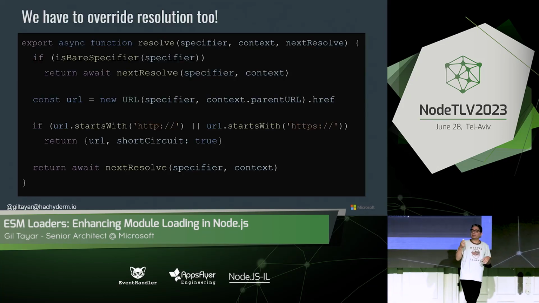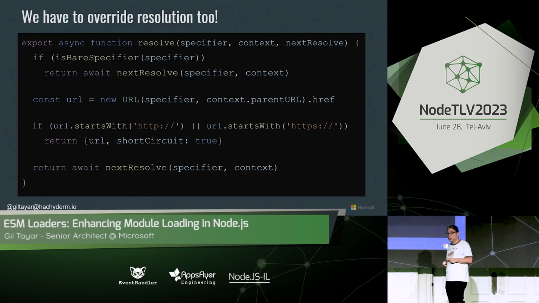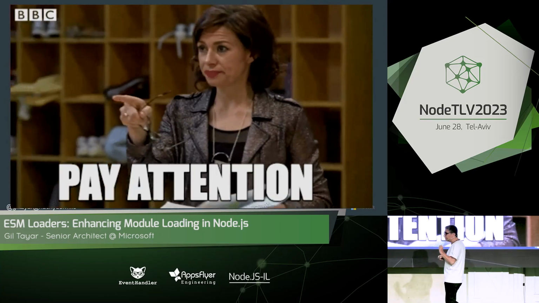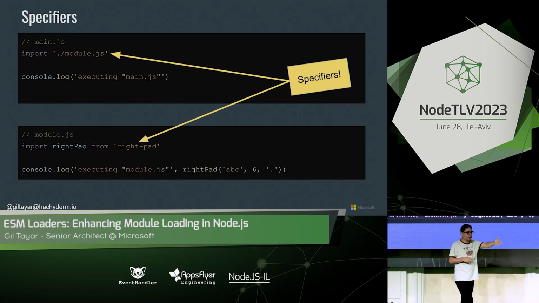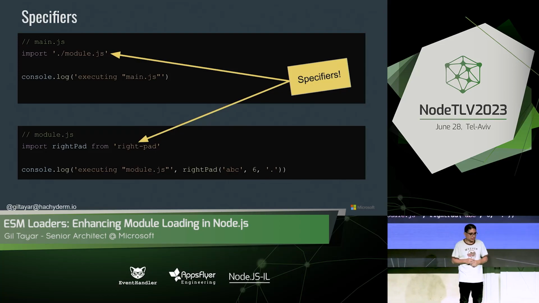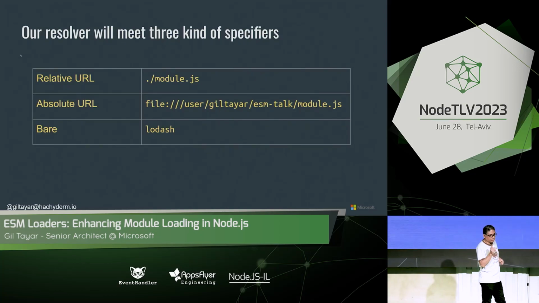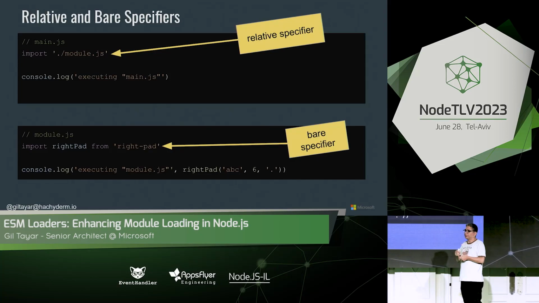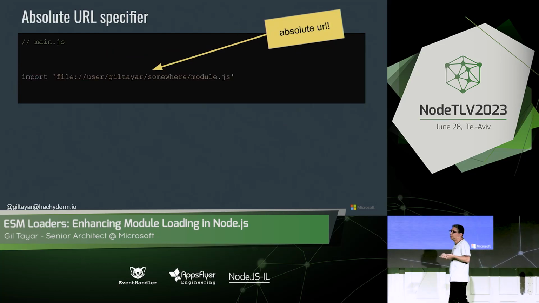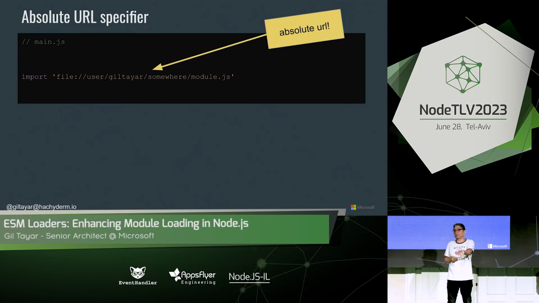And we have to override the resolution too. And this is where the code gets really hairy, really interesting. So please pay attention. Okay, first of all, remember what specifiers are. ./module.js, a path, those are specifiers. And we have three kinds of specifiers: relative, absolute, and bare. Relative is where you start either with ./ or ../. And bare specifiers is where it's not a path or an absolute URL, it's just a name. That's for a package. Absolute URLs you basically don't see. It's something like this or an HTTP URL or whatever.